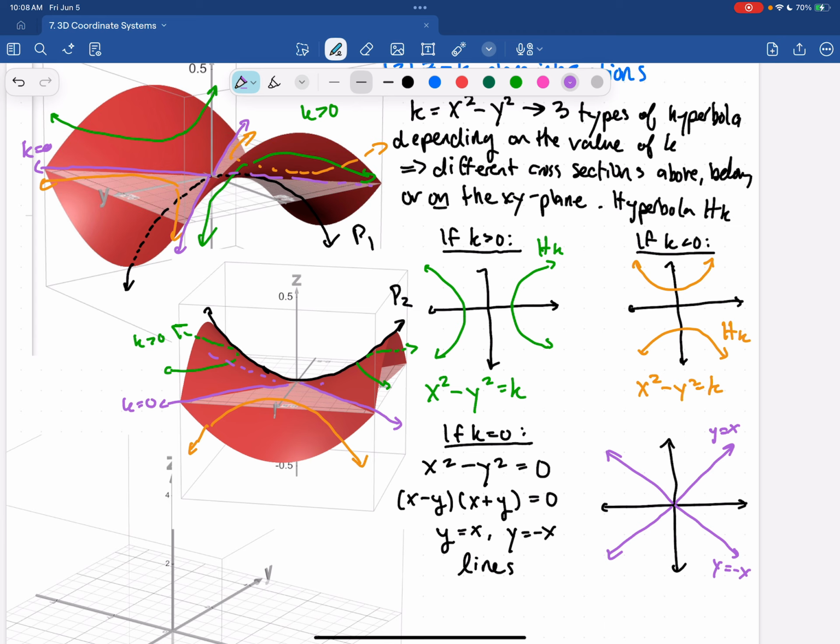And then there would be ones on the other side. I guess I should also add that's k less than 0. Hopefully, as I've been adding this, it all kind of makes sense together.